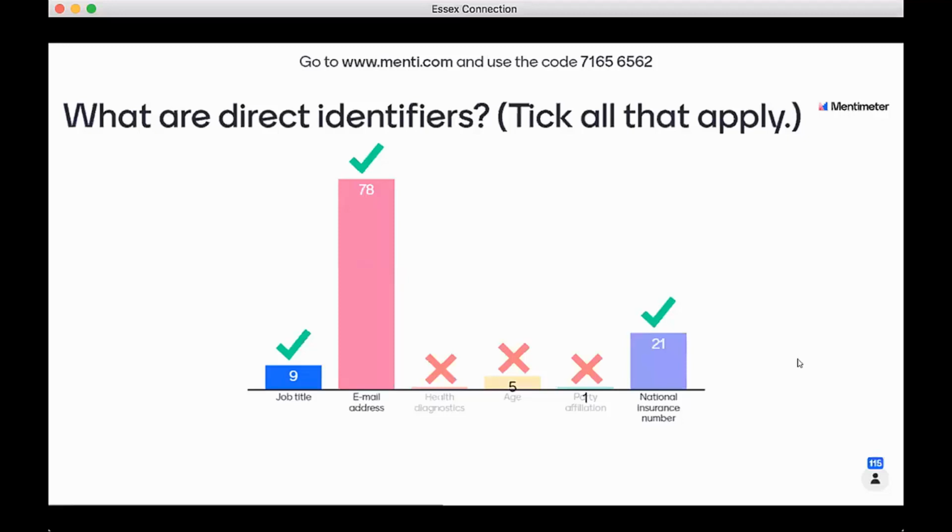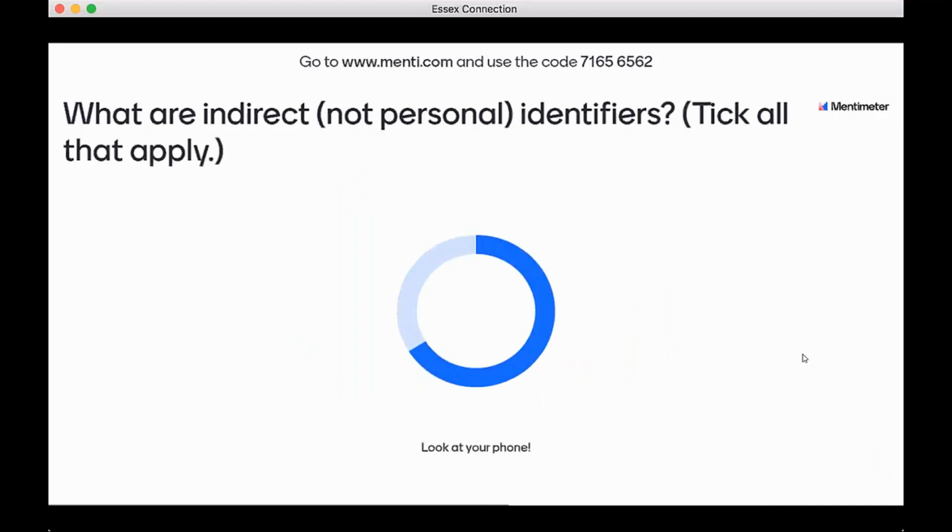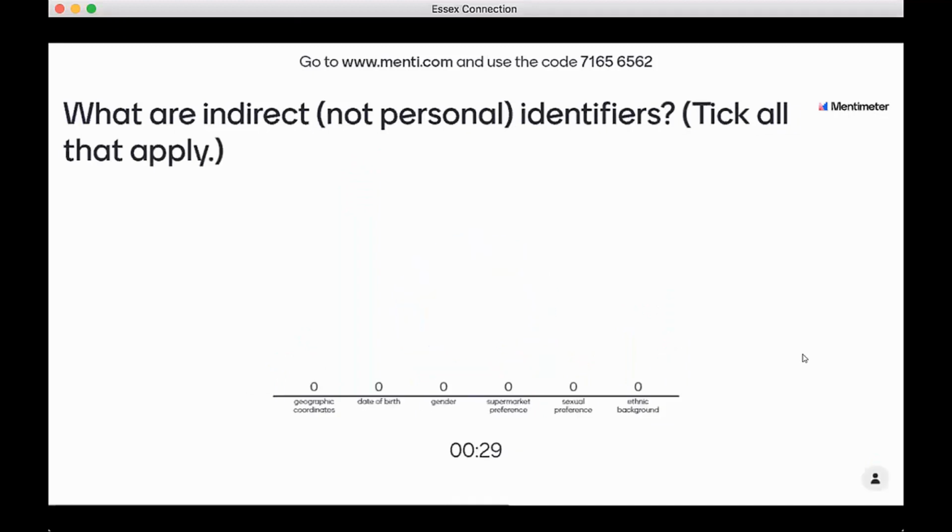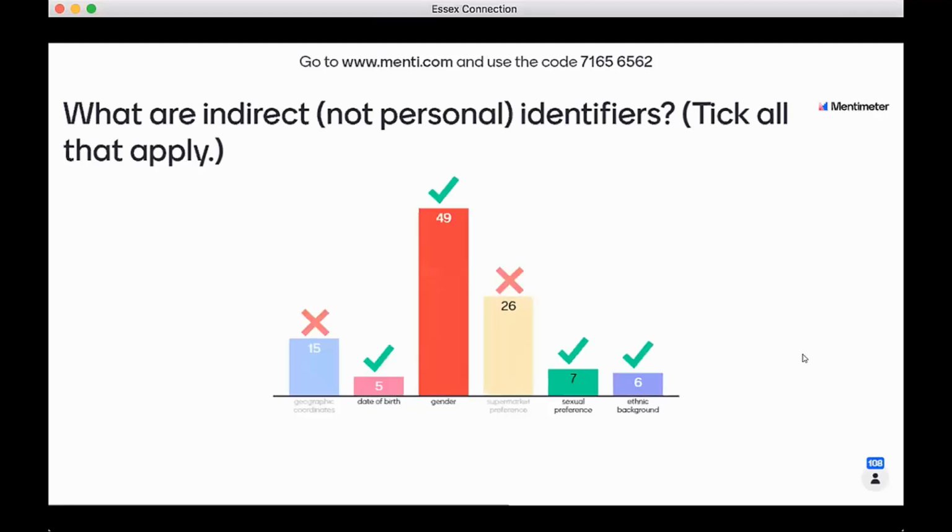Okay, next question. What are indirect identifiers? So not personal. It's again tick all that apply, but you'll probably only be able to select one, which is a shame. Okay, so we have the answers in. The most popular answer was gender. We have date of birth as well. We have sexual preference and ethnic background. Those are all what we refer to as indirect identifiers.